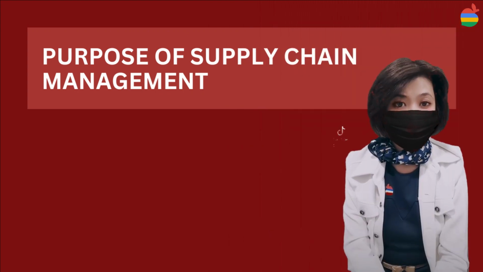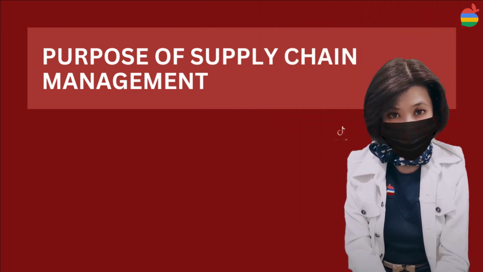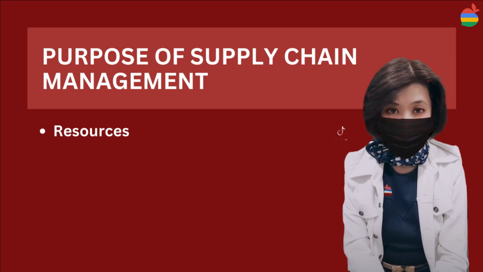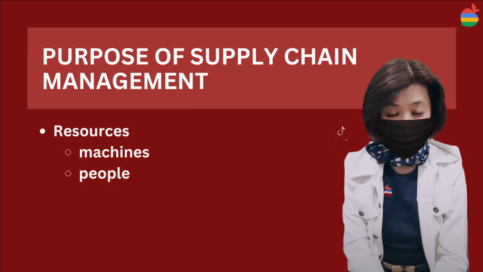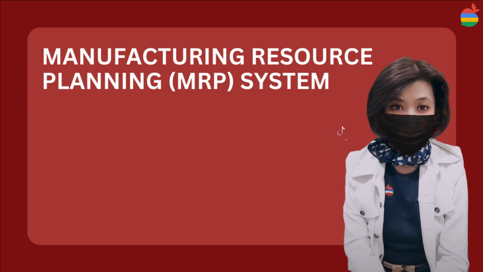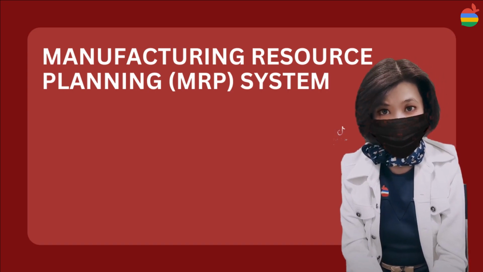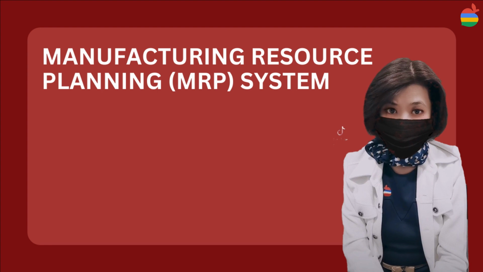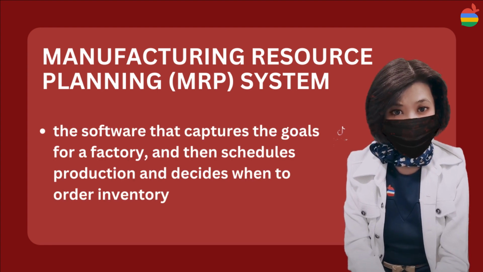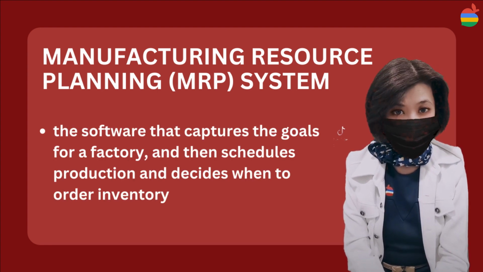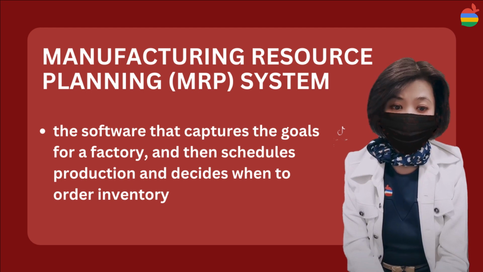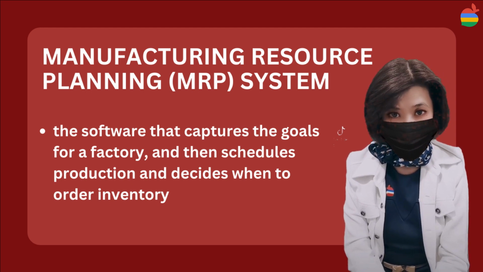Now, let's clarify that the purpose of supply chain management is resources include machines, people, and components. A manufacturing resources planning system, or MRP for short, is the software that captures the goal for a factory and then schedules production and decides when to order inventory.